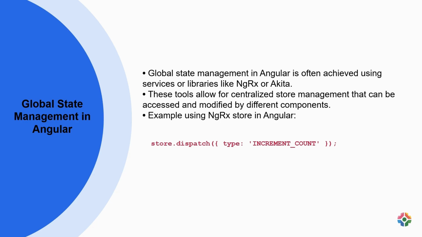An example involves incrementing a count value by dispatching an increment count action. This action triggers reducers to update the state accordingly, ensuring all components accessing this count value receive the updated information, promoting a consistent user experience throughout the application.